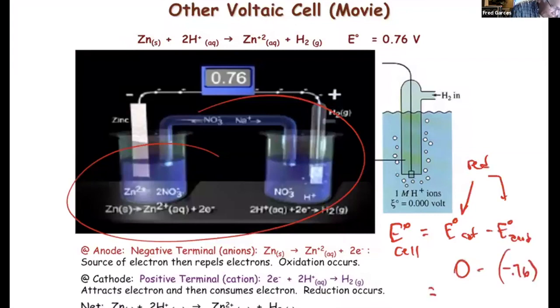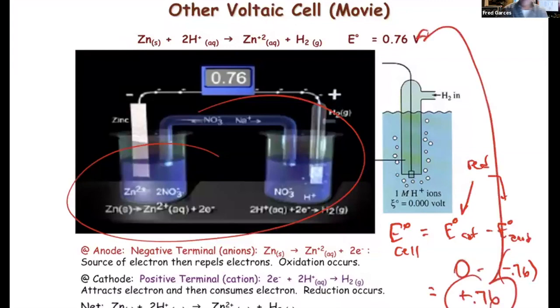So look what happens. 0 minus a minus 0.76, that's positive 0.76. That's exactly what we have right there. So you can use that equation. But basically, it's because zinc is still undergoing oxidation. That's a positive 0.76, and the hydrogen is 0.